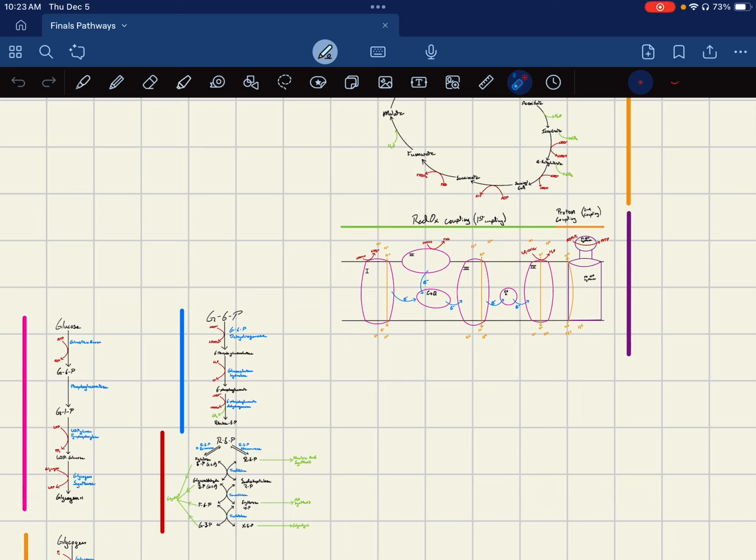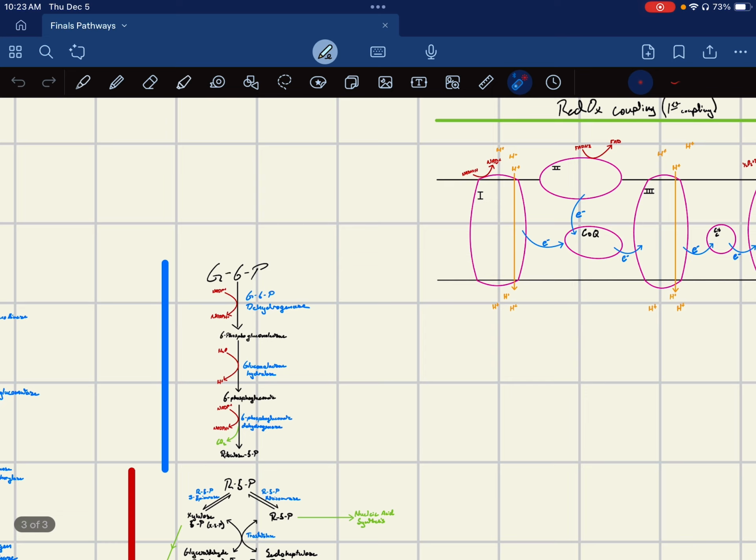So this branches off from glycolysis, like I had said, through G6P. And there are two main functions that we really look at when we're talking about the pentose phosphate pathway. That's going to be our NADPH production right here. We use this in anabolic processes like fatty acid synthesis and to combat oxidative stress.